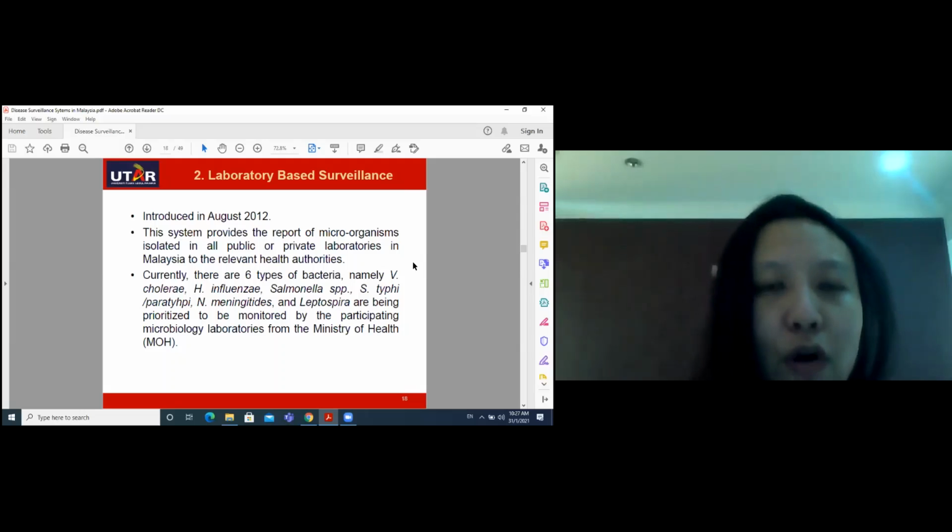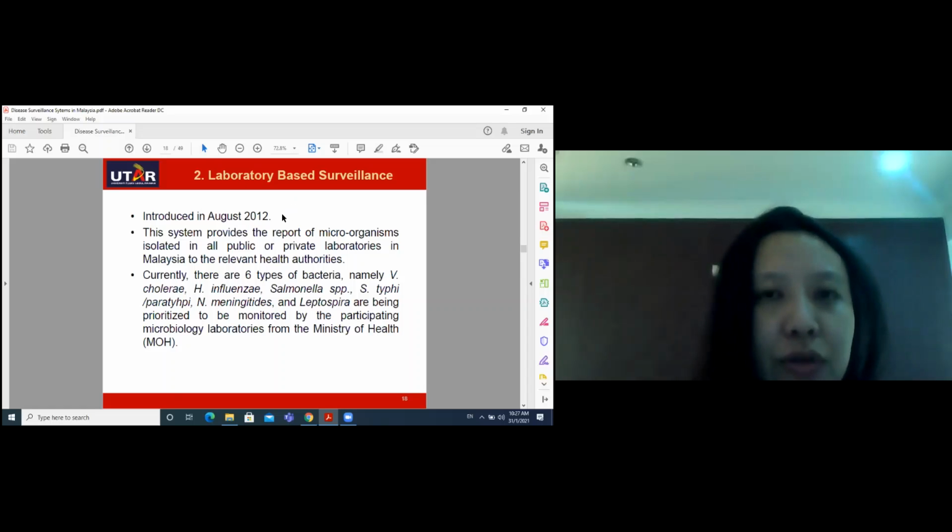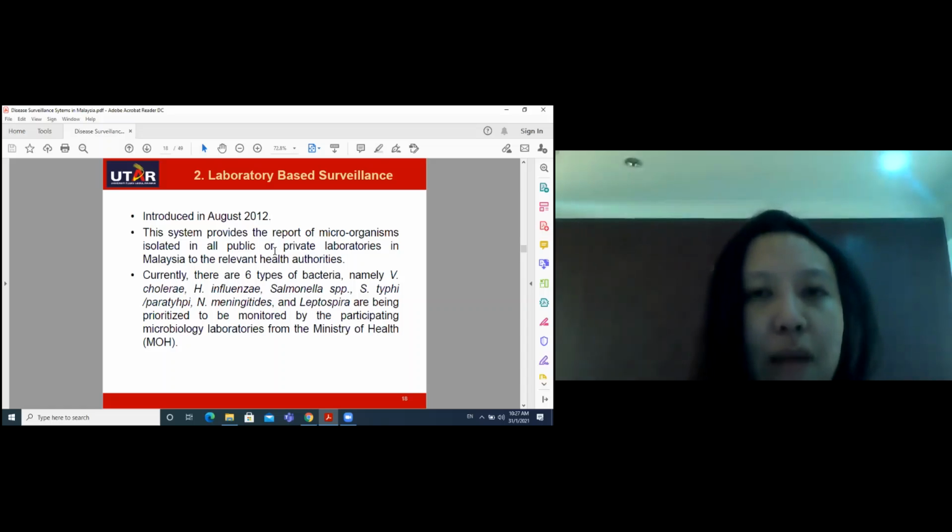So second, we will move on to laboratory-based surveillance. Laboratory-based surveillance was basically introduced in August 2012. This system provides reports of microorganisms isolated in all our public or private laboratories in Malaysia to the relevant health authorities here. So we have 6 types of bacteria to be isolated currently, such as cholera, influenza, salmonella typhi, and leptospira. These are the 6 main types being prioritized to be monitored by the microbiology laboratories from the MOH Malaysia.